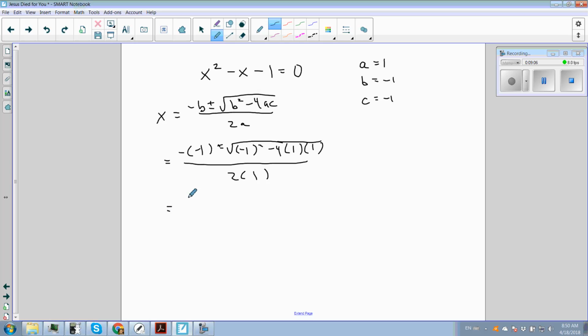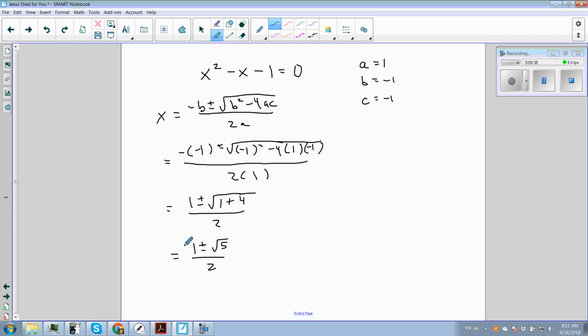All right, let's see what we come up with. The opposite of negative 1 is 1, plus or minus the square root of, oh wait, C is negative 1 there. Yep, I messed that up. Okay, so plus or minus the square root of 1 squared, negative 1 squared is 1, and this is going to be minus 4 times 1 times negative 1 turns into plus 4, divided by 2. So this is 1 plus or minus the square root of 5 divided by 2.